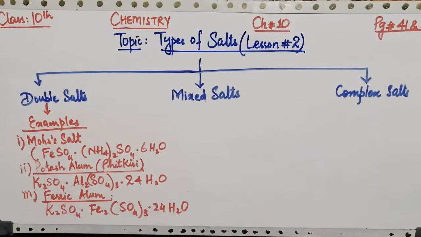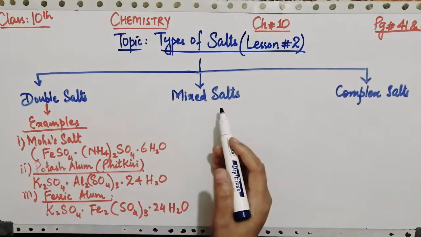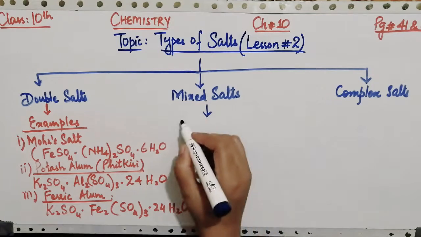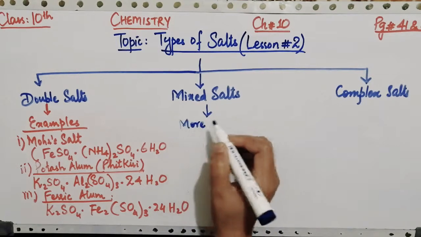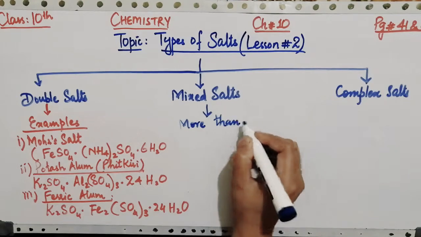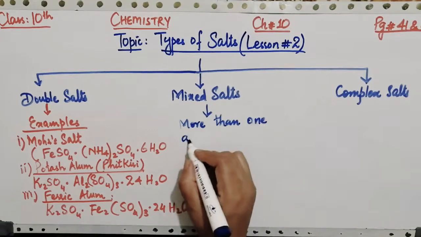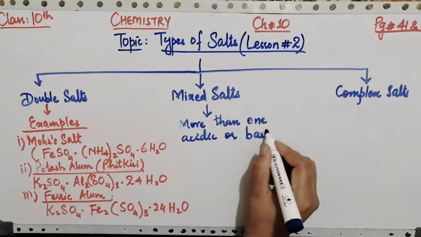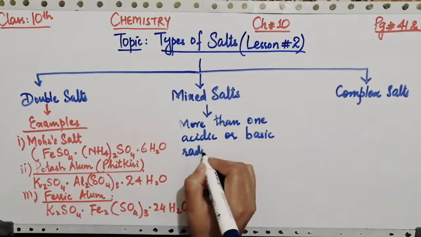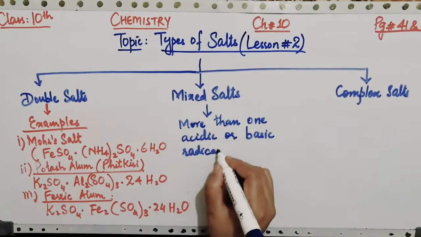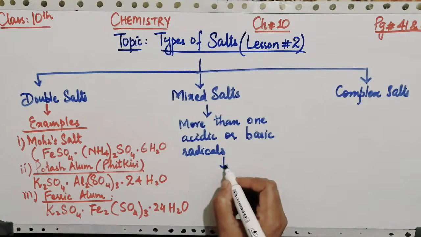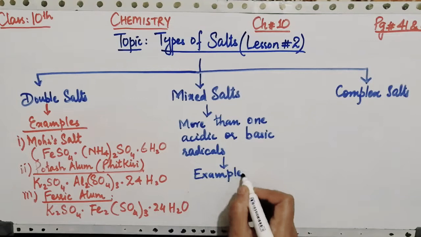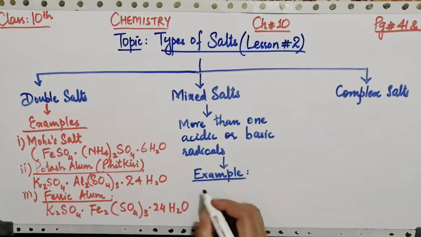Next type of salts are called mixed salts. Mixed salts contain more than one basic or acid radical. So they contain more than one acidic or basic radicals. For example of mixed salt is bleaching powder.